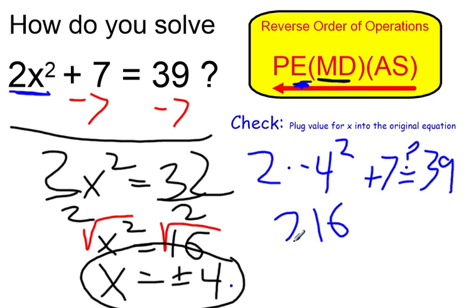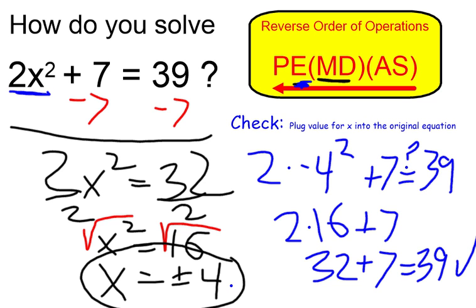So this is 2 times 16 plus 7, and 2 times 16 again is 32. 32 plus 7 is equal to 39, and I can see that that checks out. Because, again, the original equation asked me to square negative 4. So at this step, when I'm taking the square root, I need to consider both the positive and negative square root in order to make sure that I get all possible solutions. And equations that involve squares can have more than one solution.